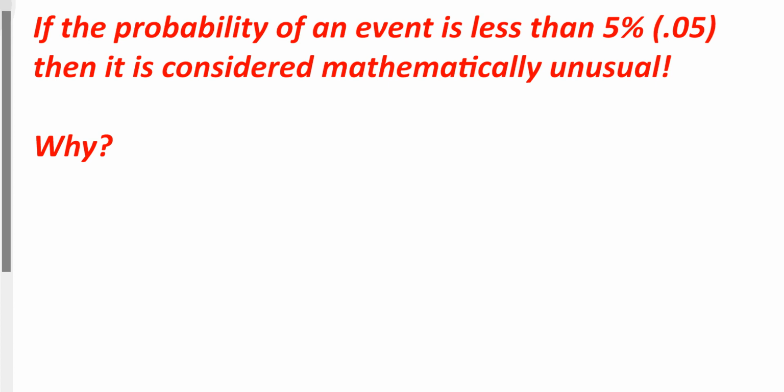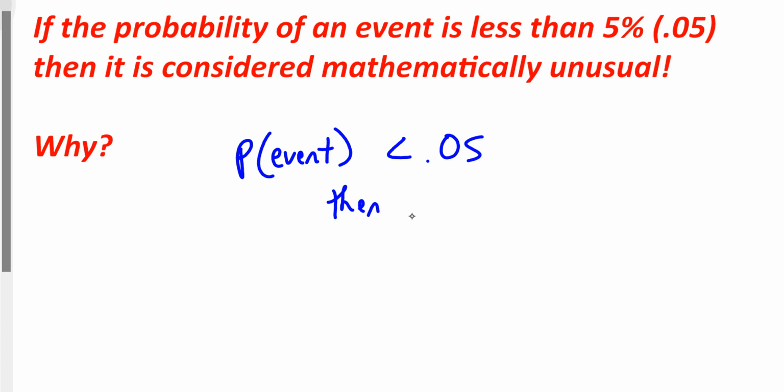All right. Just a couple things yet to think about. If the probability of an event is less than 5%, 0.05, then it is considered mathematically unusual. We've talked about that before. So what we're saying is the probability of whatever event is less than 0.05. Then it is unusual, it is rare, it is statistically significant.